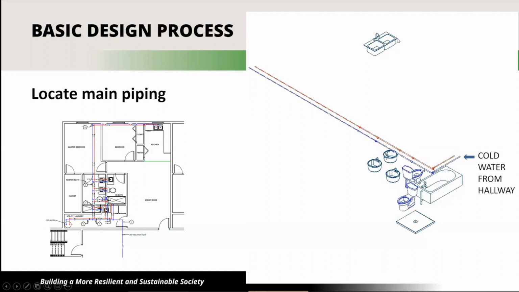So once we lay out the fixtures, we start to plan the mains. We try to get the mains as close to the fixtures as possible, so there's the least amount of time from the main to the fixture, for hot water purposes mostly, but for residence time. As we go through this, you'll learn a little bit about residence time. So we start with the mains. We have the cold water coming from the hallway that's in here, so that's starting at this pipe here.